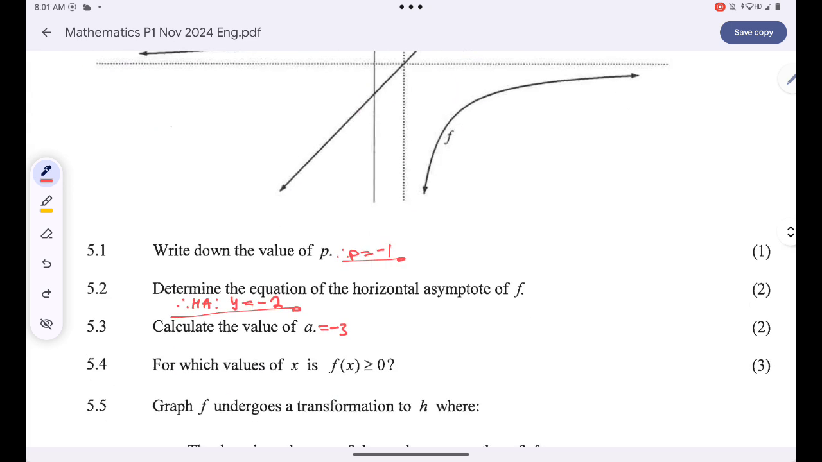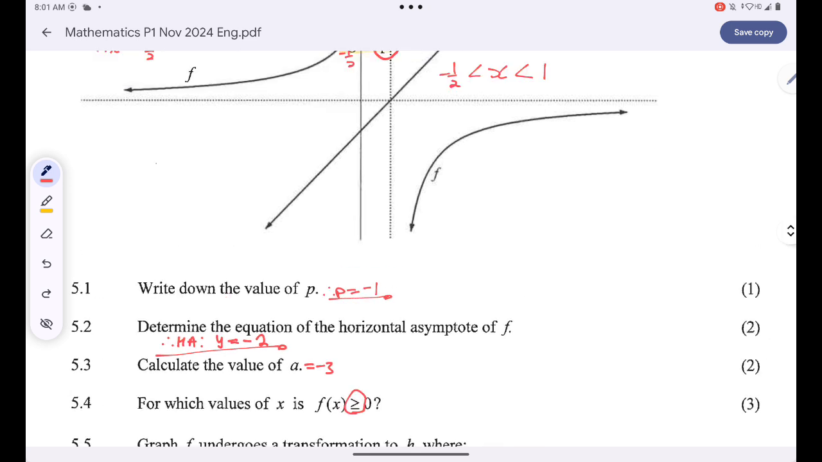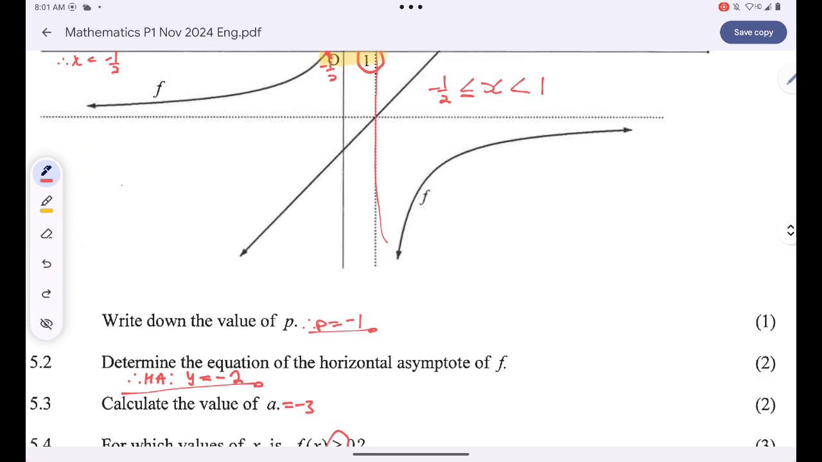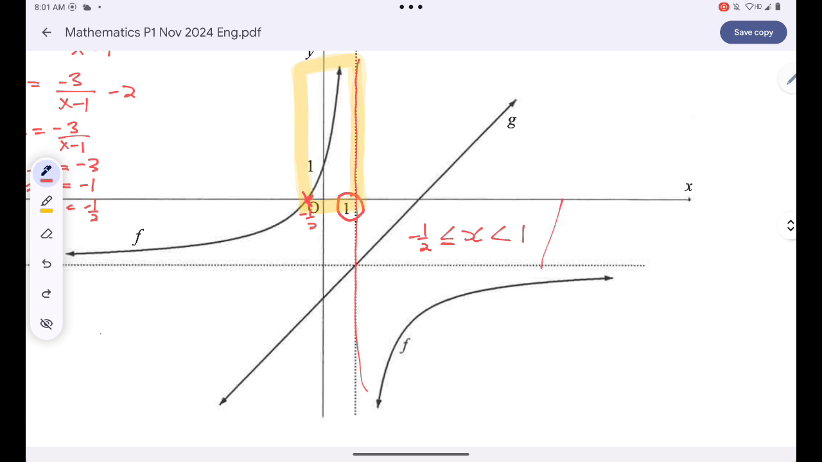But remember that, guys, there was an equal sign over there, right? But I will only include the x-intercept over there because my graph is real on the x-intercept. However, my graph does not touch the vertical asymptote. That's why I'm not including 1. So this is how I'm going to express my answer. But for those who like expressing their solutions in interval notation, they can simply write y is an element of negative half and 1 like this.